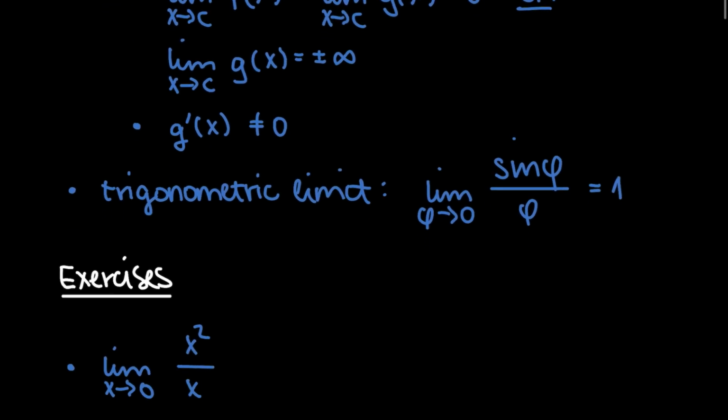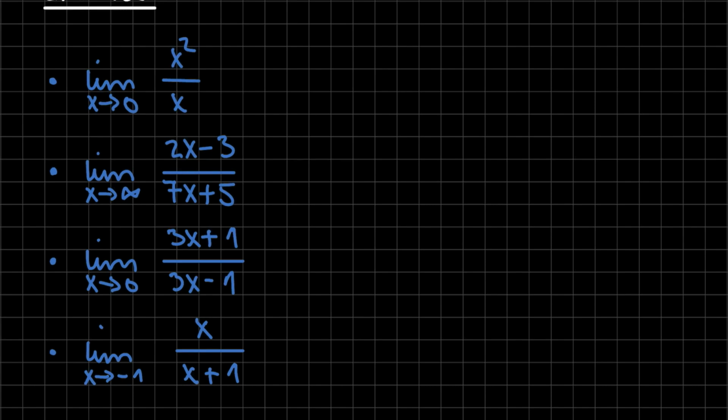Now, as for the trigonometric limit, it's just a specific limit, the limit as some angle phi tends to 0 of sine of that angle phi over phi. And we know that this is equal to 1. And although it's specific, it's actually quite useful because we can often rearrange limits to get them in this form and just say that that part is equal to 1. Okay, let's try to apply this with some exercises.